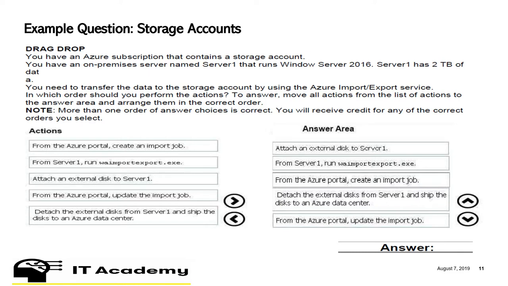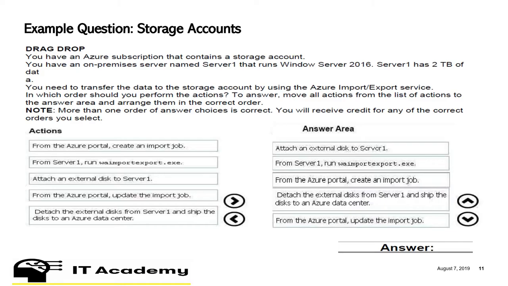So first thing we've got to do is actually attach the external disk to Server 1. So that means either plugging it into a USB port or plugging it in through a hot plug and play type of port. Then on Server 1, we need to run the WAImport utility. What that means is that utility that we download from the Azure website is going to prep that physical removable hard drive to be able to store that data.